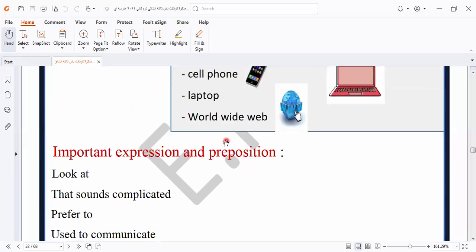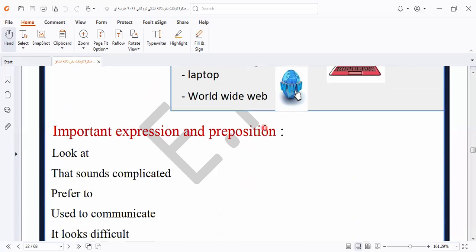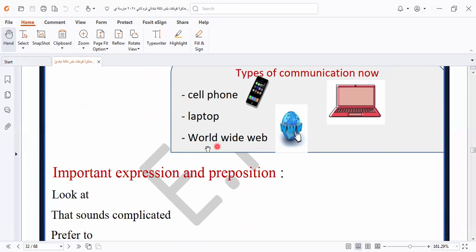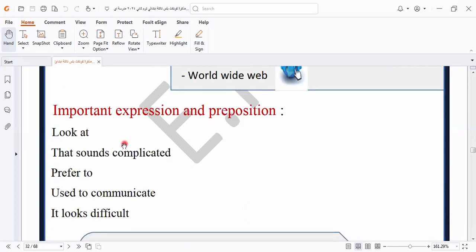This is the World Wide Web. That is written www dot. When we go to any website, we can write this www dot anything .com. Okay. Important expressions and prepositions.